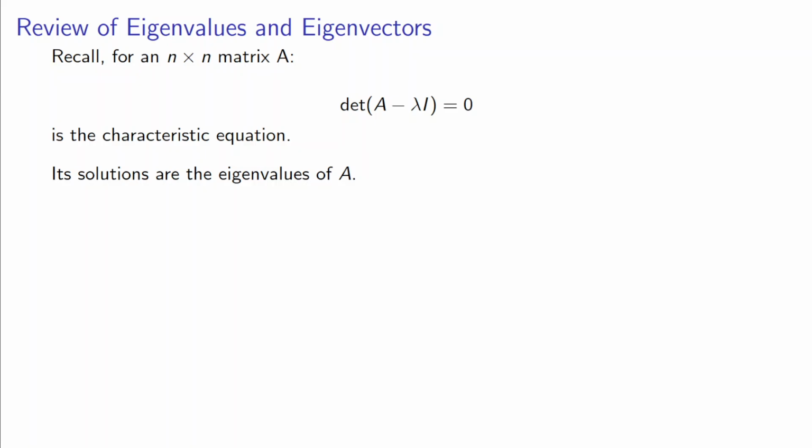Recall that for an n by n matrix A, we say that the determinant of A minus lambda I equals 0 is the characteristic equation. This is going to be an equation with the unknown or the variable being lambda, and it's going to be a polynomial equation. And the solutions to that equation are the eigenvalues of this matrix A. So we showed all that in a previous video.